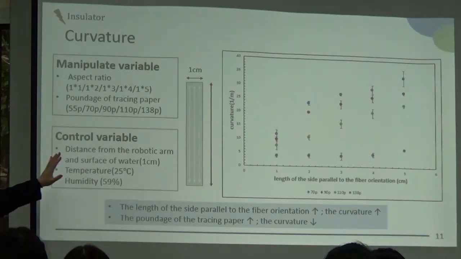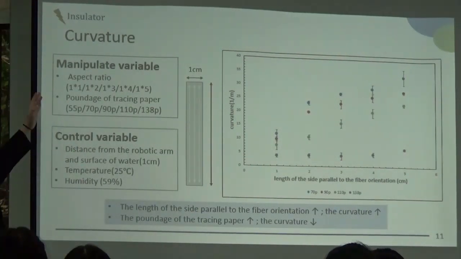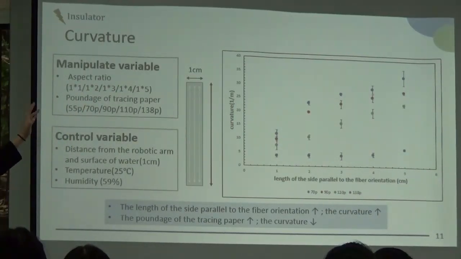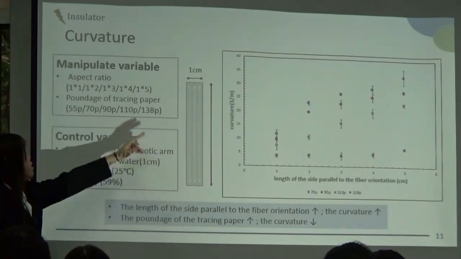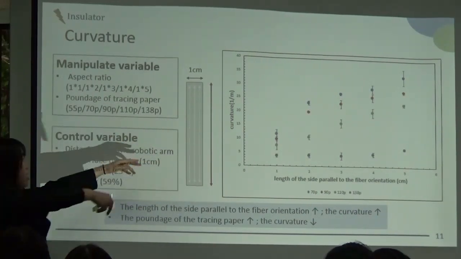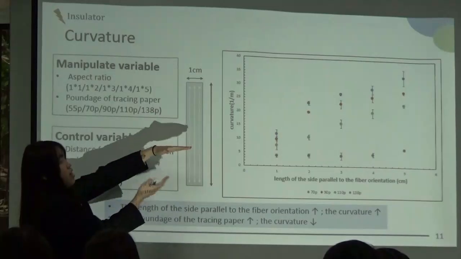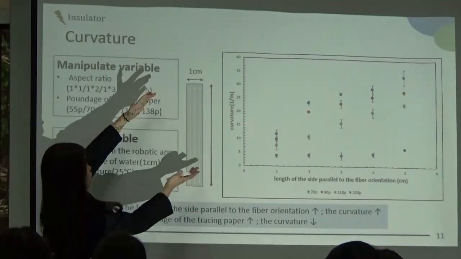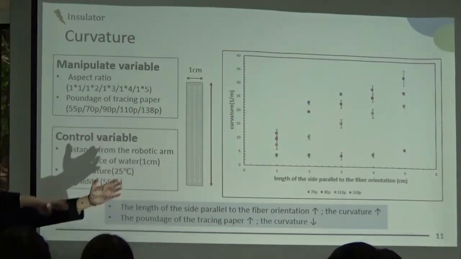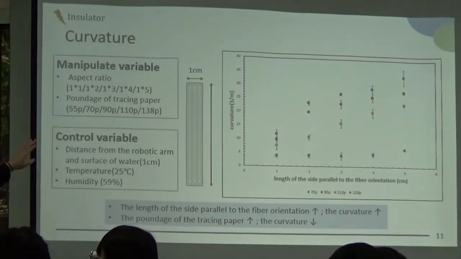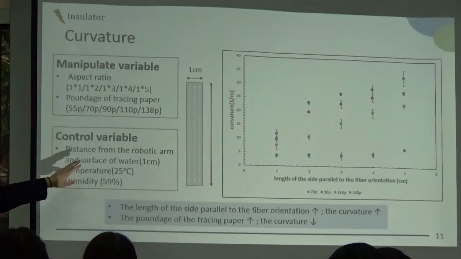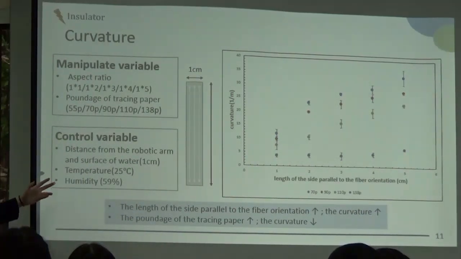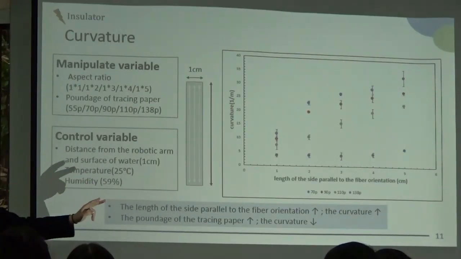And this is our experiment data for the curvature. So our manipulated variables are the aspect ratio and the poundage of the tracing paper. The aspect ratio means that we fix the length of the side vertical to the fiber orientation and change the side parallel to the fiber orientation. And our control variables are the distance from the robotic arm to the surface of water, which is 1 centimeter, and the temperature and the humidity.